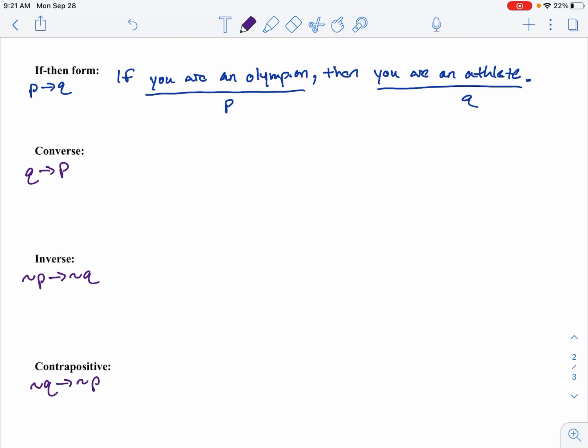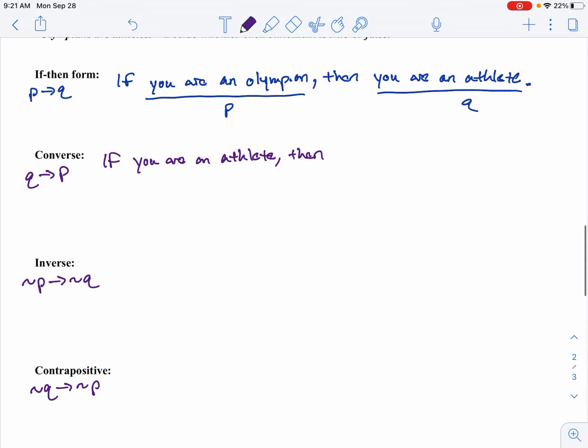So the converse says if Q, then P. So if, and it starts with our original conclusion, if you are an athlete, then, and it switches, so it's P, which would be you are an Olympian. And some of these you might be able to tell right away if they're true or false. But like I said, we're going to come back at the end and say whether they're true or false. But I'm sure a lot of you have a good idea of some of these right off the bat.